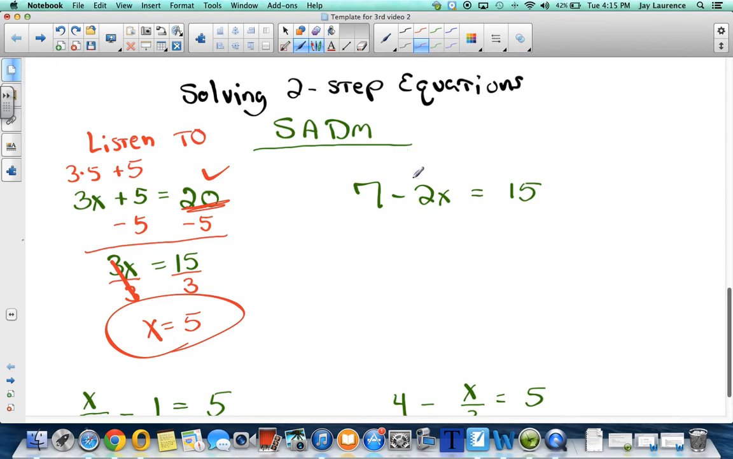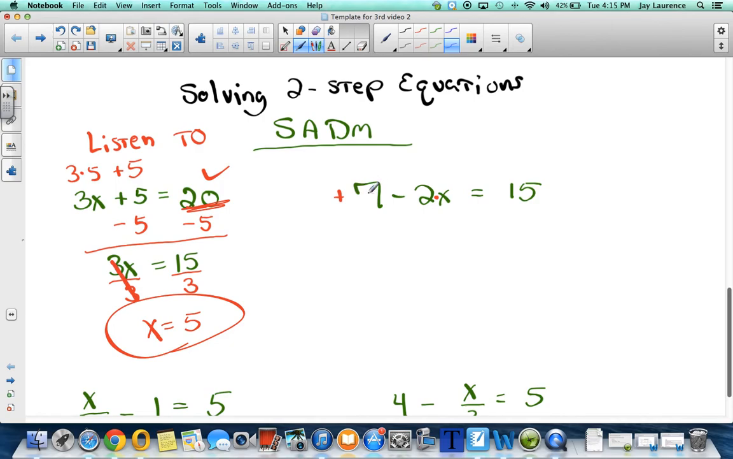Let's try this one. How is the -2 attached to x? Well, by multiplication, right? How is the 7 attached? Be careful. This negative belongs to the 2, not to the 7. It's actually attached by addition. Why? Because it's a positive 7. SADMEP tells me to get rid of the addition before I get rid of the multiplication. So I'm going to get rid of the 7.